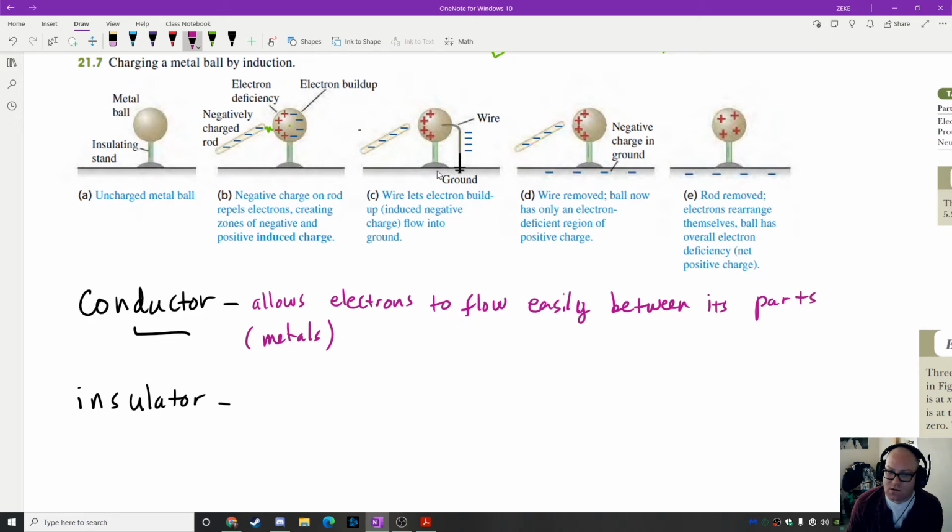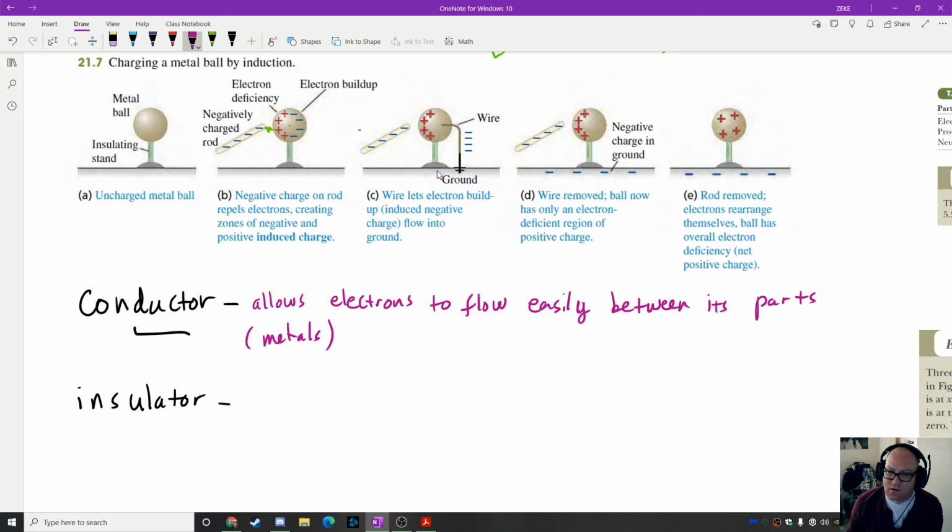So an insulator could be something like plastic. It could be wood. It could be air. Things like this. Things that are kind of non-metals. It just takes a lot more work to actually make the electrons move. And even when you move them, the electrons aren't really free to move around with the object. Okay, so that's a conductor and an insulator.